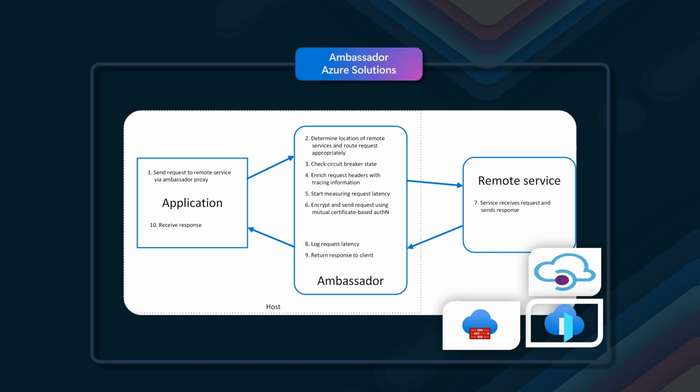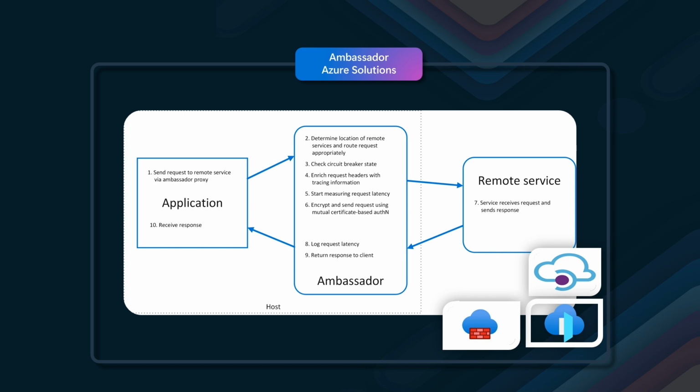The proxy enriches the request headers with tracing information, which is crucial for monitoring and debugging. It starts measuring the request latency to monitor the performance. The request is then encrypted and sent using mutual certificate based authentication for enhanced security. The latency of the request is logged for performance analysis. Finally, the ambassador returns a response to the client application.